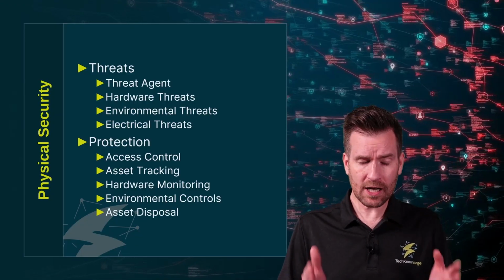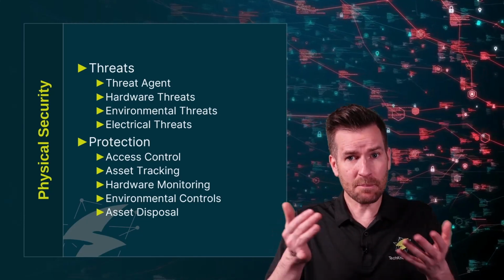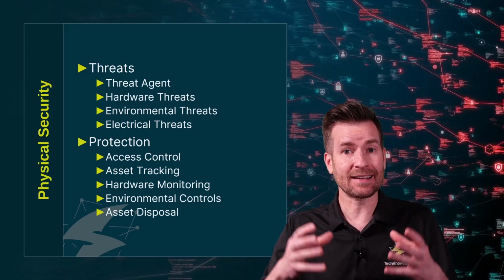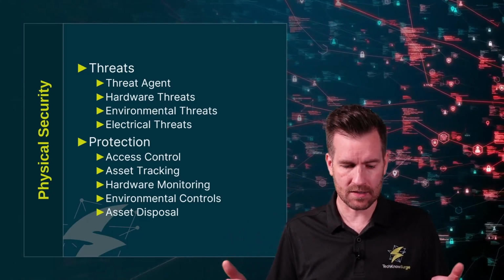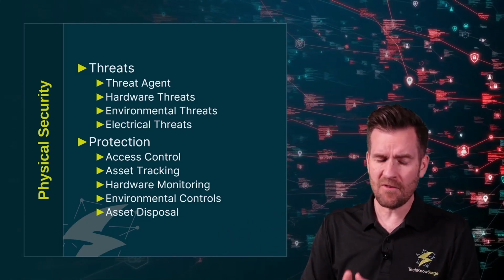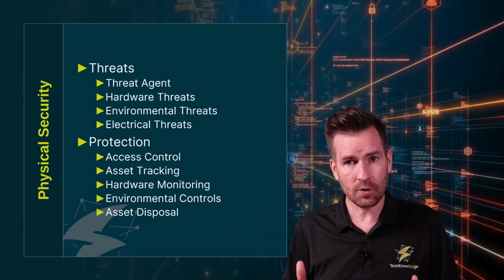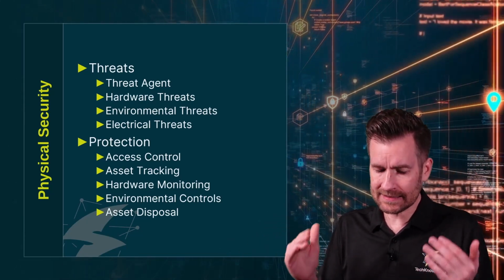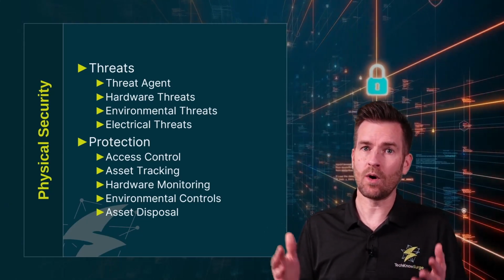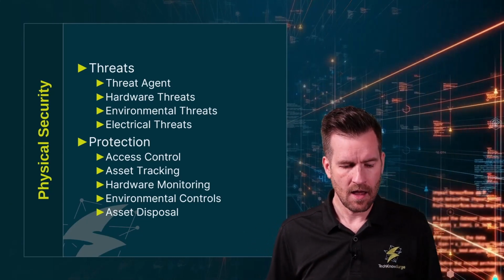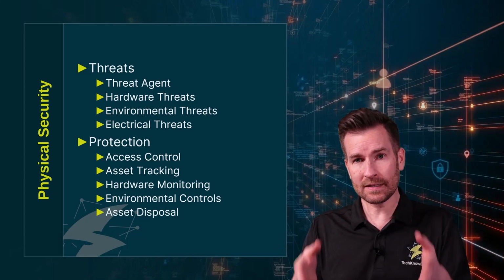In this video, we're going to talk about both threats and the protection against those threats. And so we're going to talk about how we protect our equipment and our networks. We're going to start out with just a brief mention around a threat agent. Then we're going to get into hardware threats, environmental threats, and electrical threats to our equipment and our network. Then we're going to get into how do we protect against that.